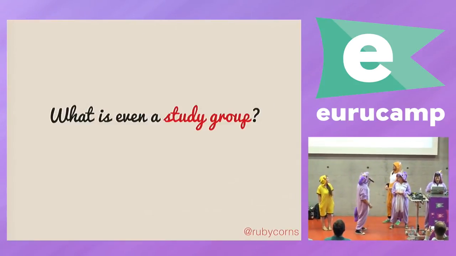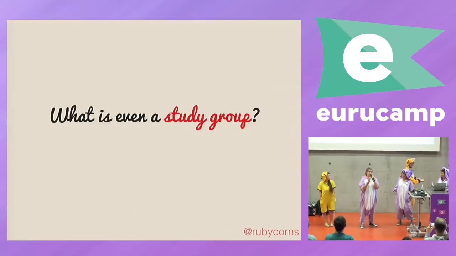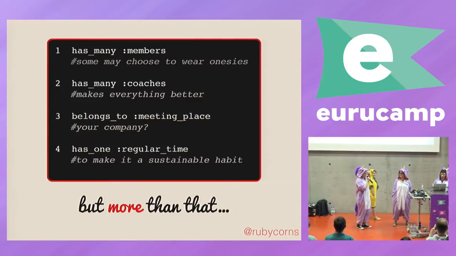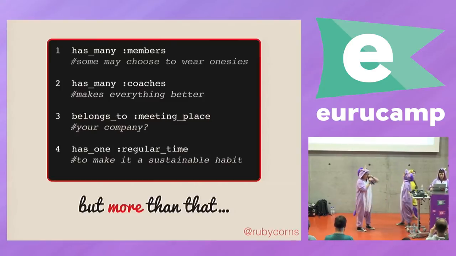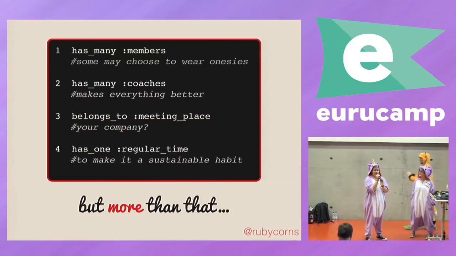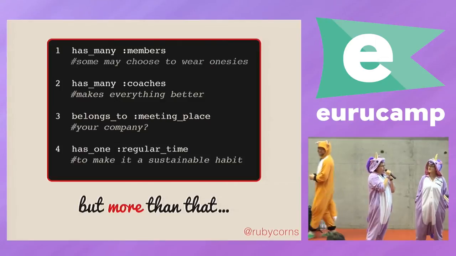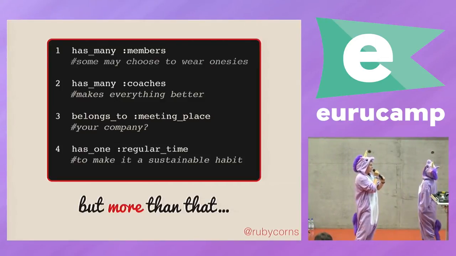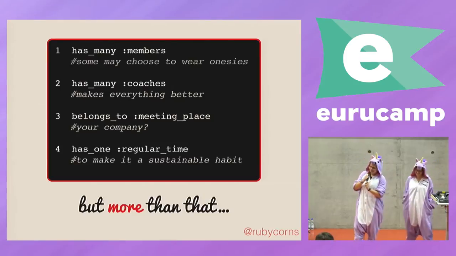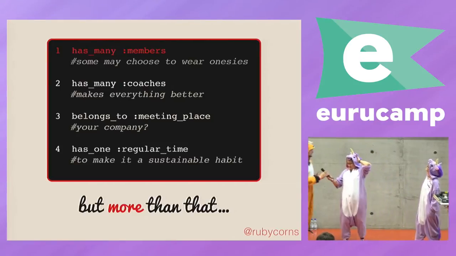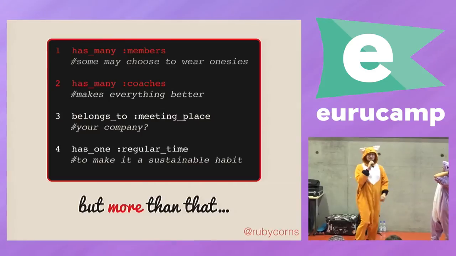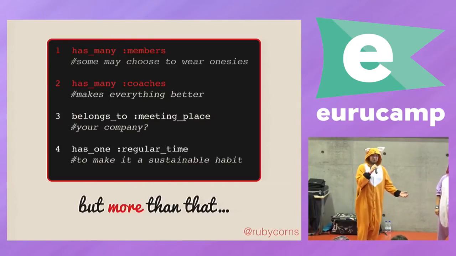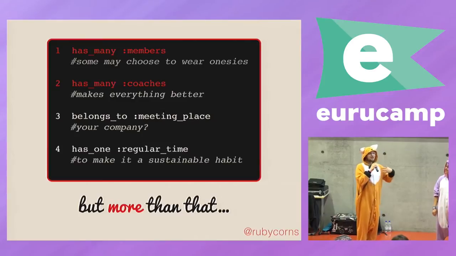So you might be asking, what is even a study group? And I have our only code example, basically. A study group has many members. Members come in different shapes and sizes, and they might at some point choose to wear a onesie to a conference, but you never know. Also, a study group has many coaches, and coaches just basically make everything better, which means they make the students better.